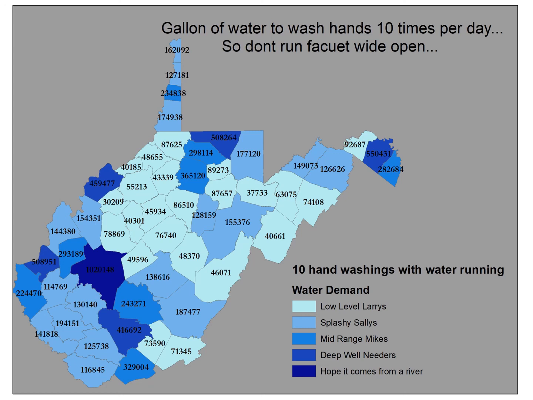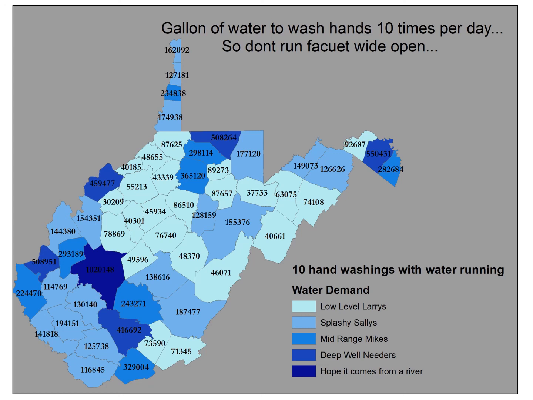So I said, well, what if we're in and out doing a lot of things and we end up washing our hands like 10 times a day? Based on the population, how much water are we going to use? And so I ran those numbers across the state, and you can see in the county I'm from, Pendleton, that's 40,000 gallons of water that we're going to use to do that. And so I called those low-level Larrys.